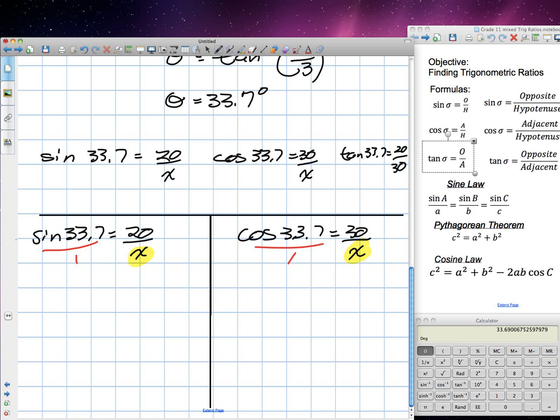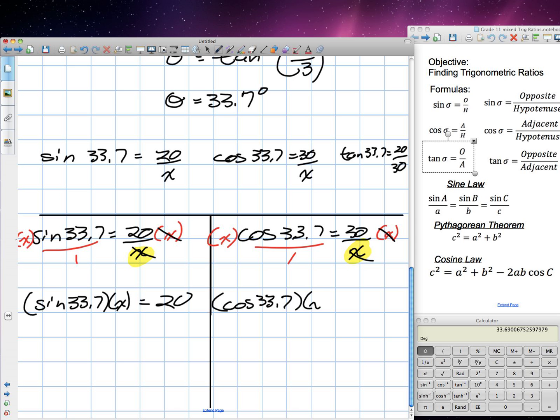So you divide cos 33.7 by x? No, we're not dividing, we're multiplying. Oh, yeah, sorry. So we get sine 33.7 times x is equal to 20. The x's cancel out on this side. And same thing over here, cos 33.7 times x equals 30. Now, the goal is to find x. So how do I isolate x from here? Yes, we take the cosine or the sine and we divide on each side.